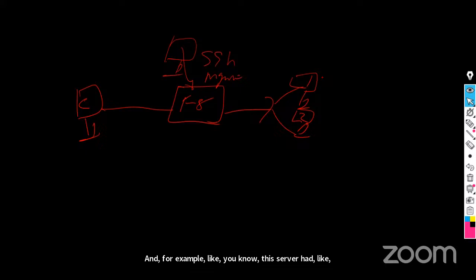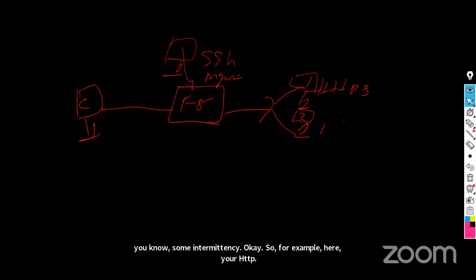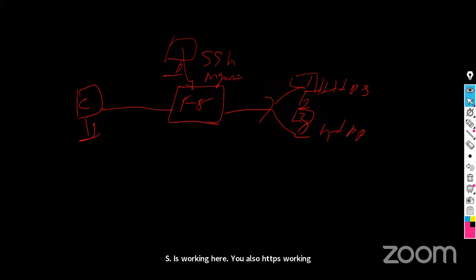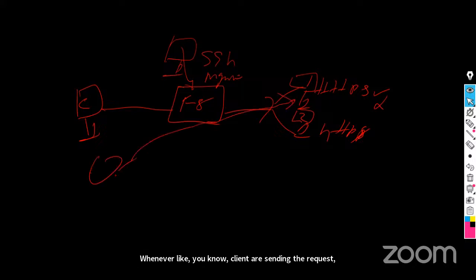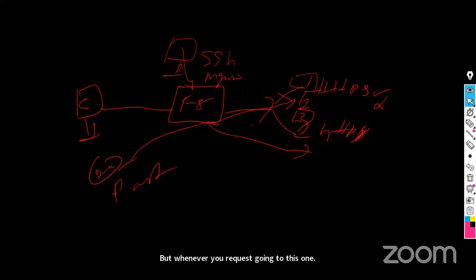For example, here your HTTPS is working, here HTTPS is also working, but sometimes the service is running and sometimes the server is down. Whenever the client sends a request and it goes to this one, maybe there is some delay in the response, but whenever the request goes to this one, you get a fast response. So we need to troubleshoot this also.